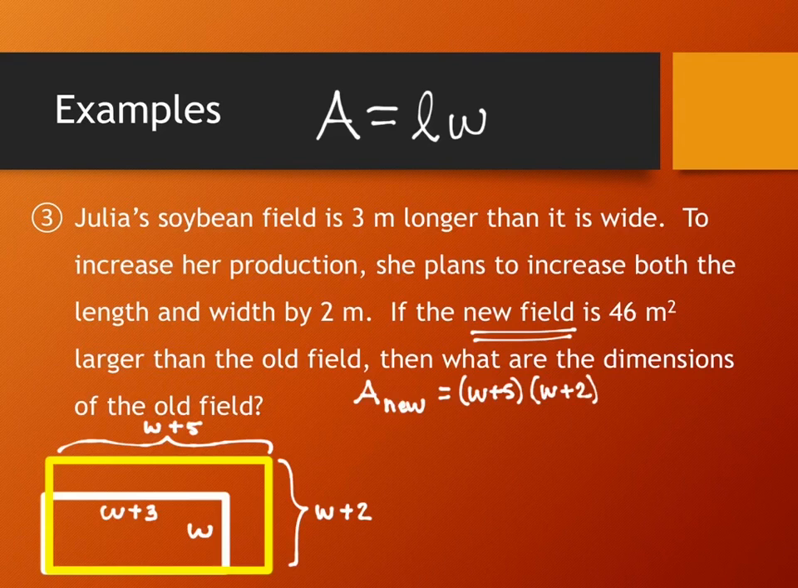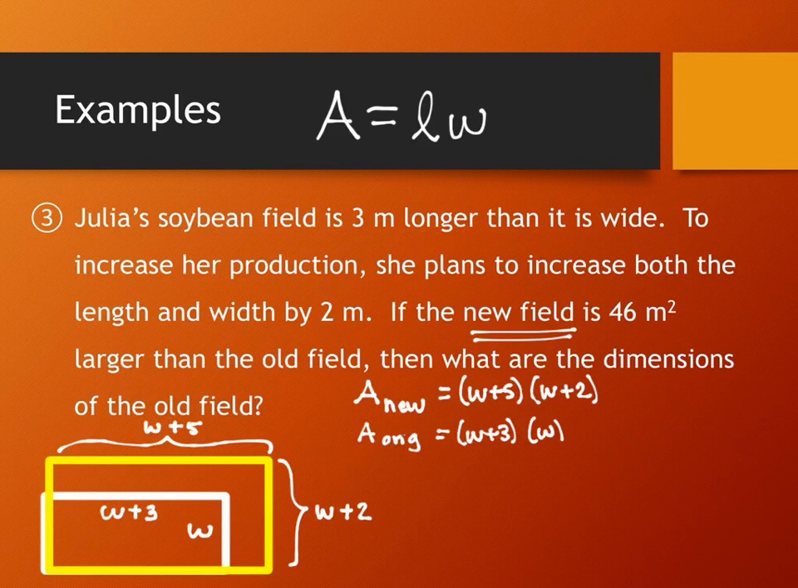What's the area of the old field, or the original field? We'll say original. W plus 3 times W. Okay, is everybody good with that? Okay, that looks good. Well done. And then it talks about how these are related. It says the new field is 46 square meters larger than the old field.